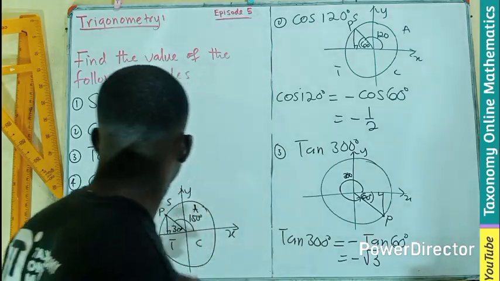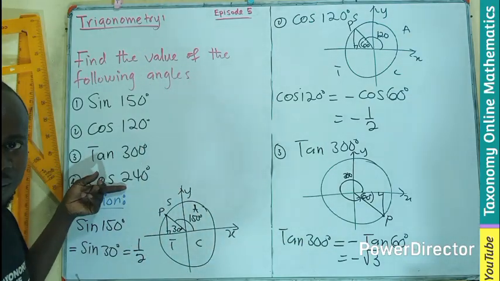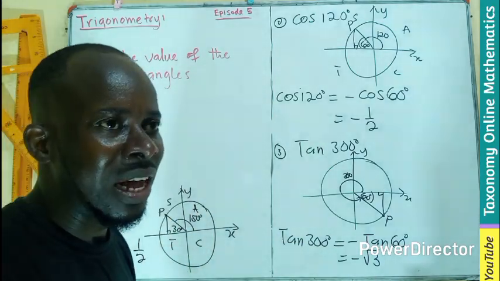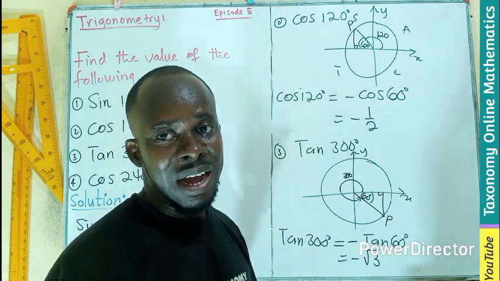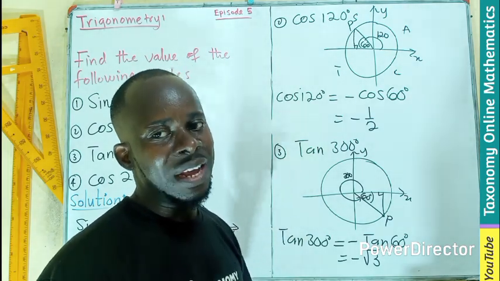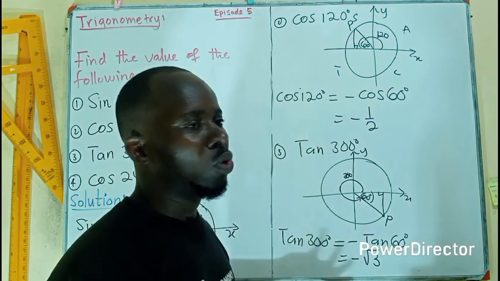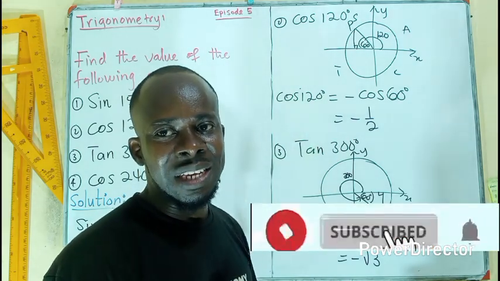Alright, if that is the case, you can try cos 240 and leave your answer in the comment section. I would prefer if you can do that on paper or somewhere and take a snapshot and show, so that we all learn from each other.